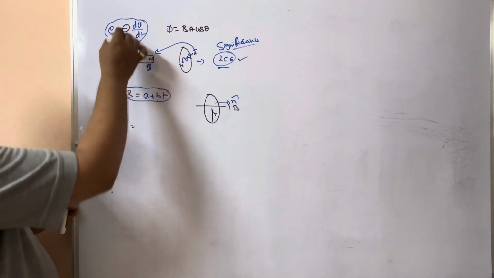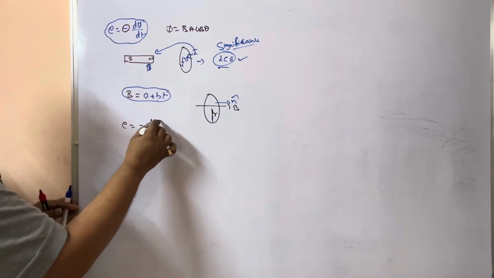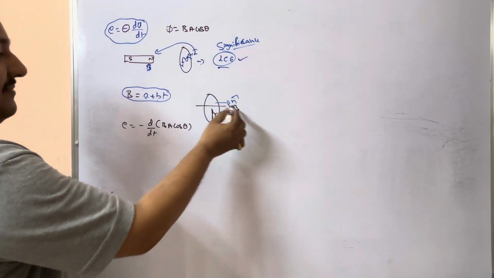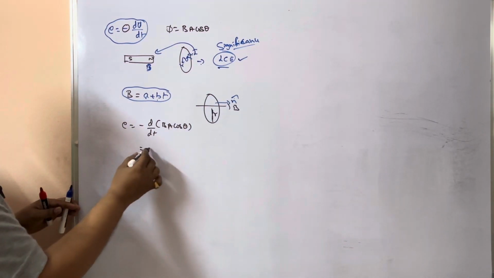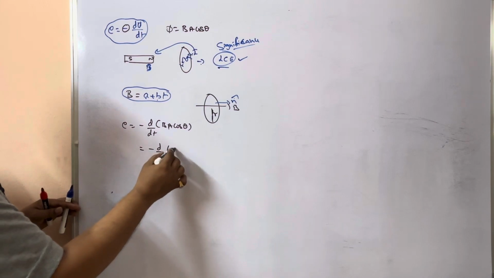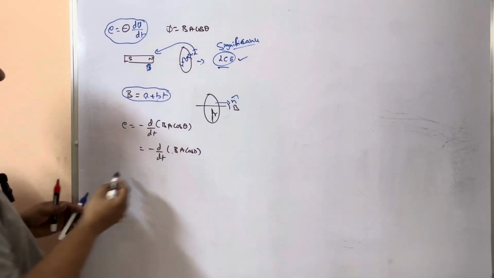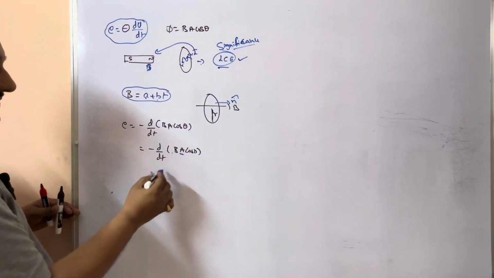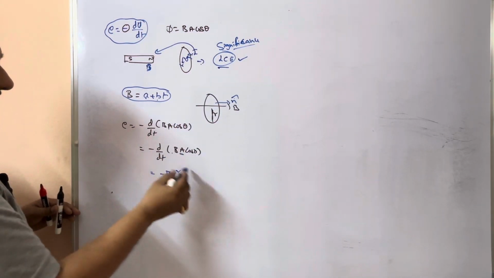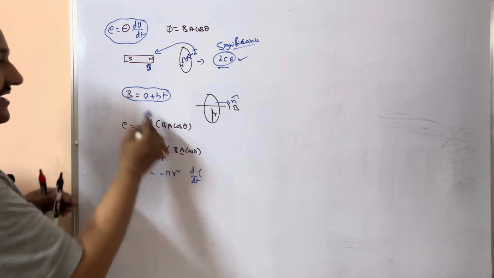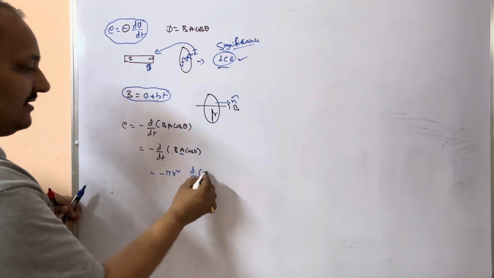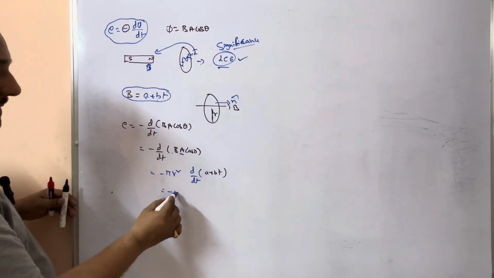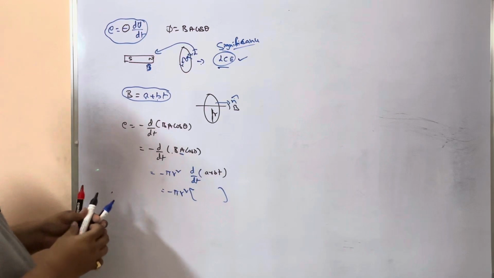So E is equal to our formula: minus d by dt of BA cos θ. Here the direction of area and B are both parallel, therefore θ is 0. Minus d by dt of BA cos 0. Next, the area is constant, it is not changing. The area of the coil is πr², so I am writing it outside: minus πr² d by dt of B. What is B they give? B is A plus Bt. So what is the derivative of A? Minus πr². These are only the basics.